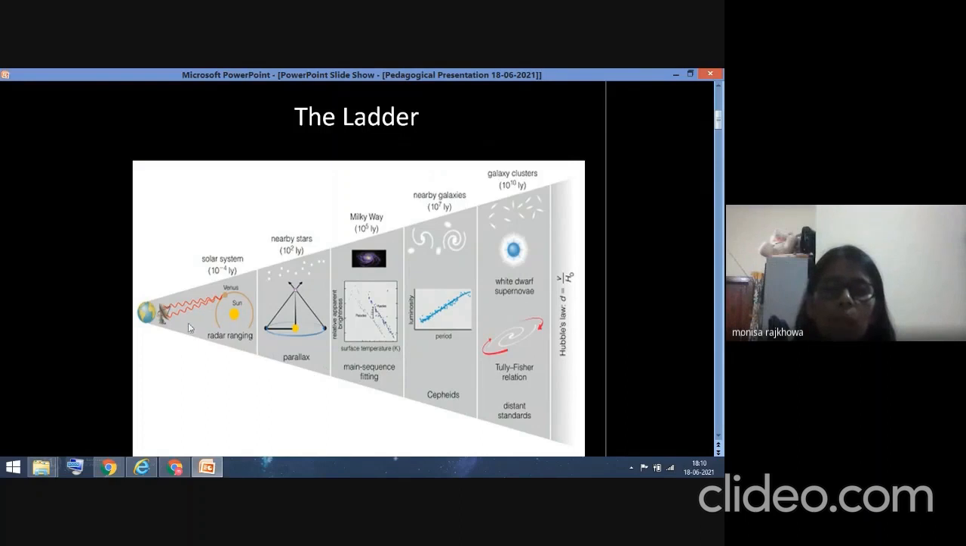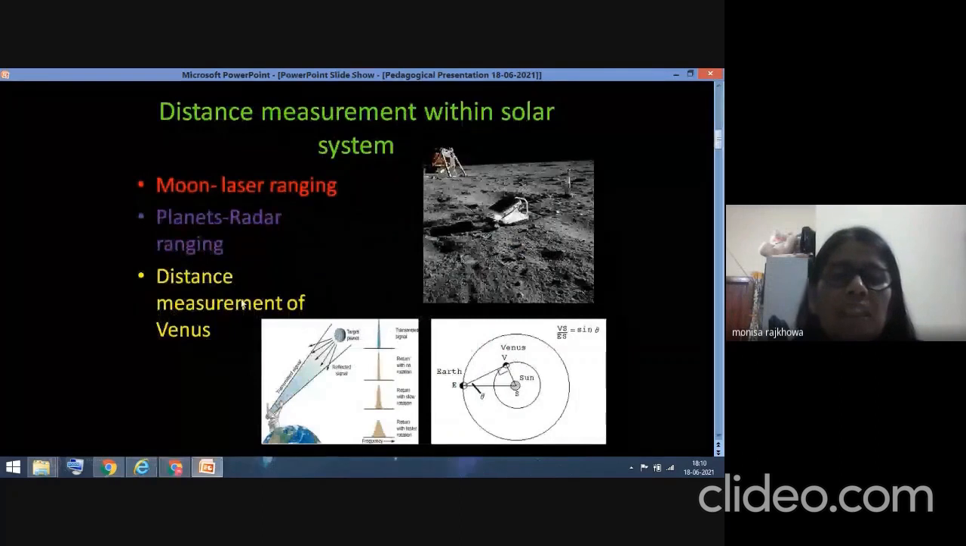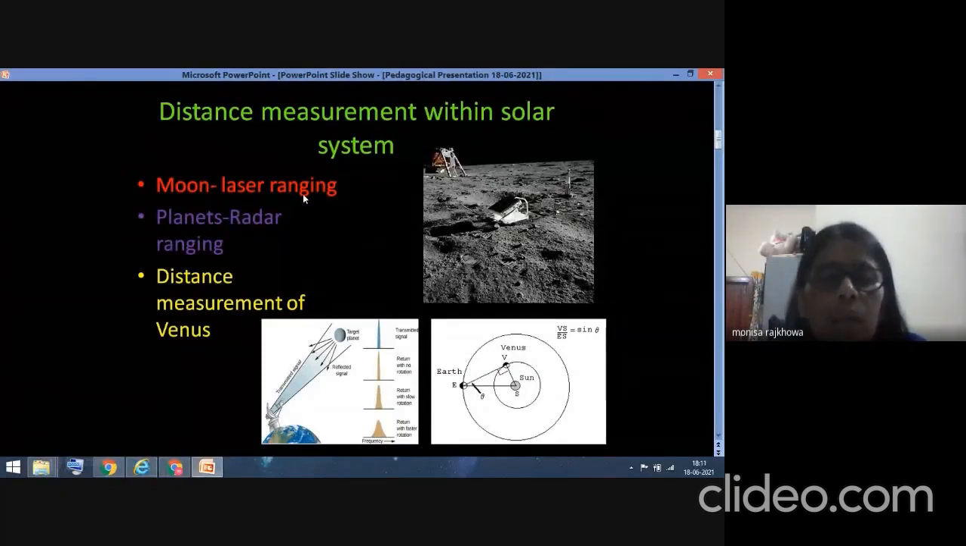Now, the lowest rung involves measurement of the astrophysical objects or the planets inside the solar system. And of those measurements, first is the measurement of distance of the moon, and that was done by laser ranging, where a beam of laser is allowed to reflect from the moon's surface, and measuring the time it takes, one can very accurately measure the lunar distance from Earth.